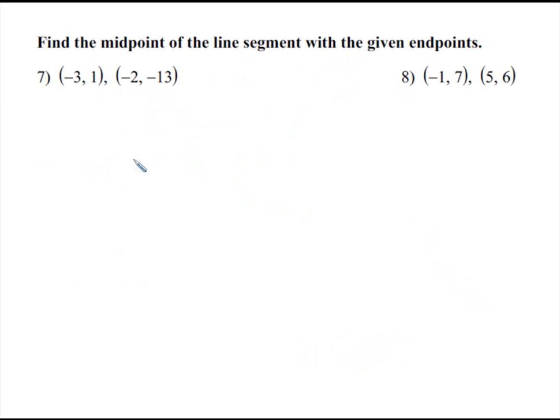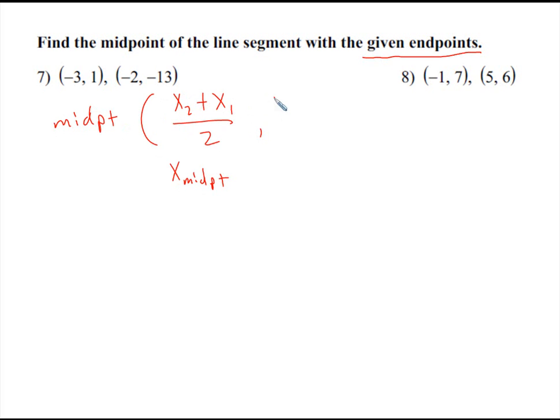All right, so let's take a look at number 7 here. We need to find the midpoint of the line segment, and they give us the 2 endpoints. So what you want to do is use the midpoint formula. If you remember the midpoint formula, you would take the x's and add them and divide by 2, and that will give you the x value of the midpoint. And then to get the y's, you would do the same thing. Just add the y's, divide by 2, that will give you the y value of the midpoint.